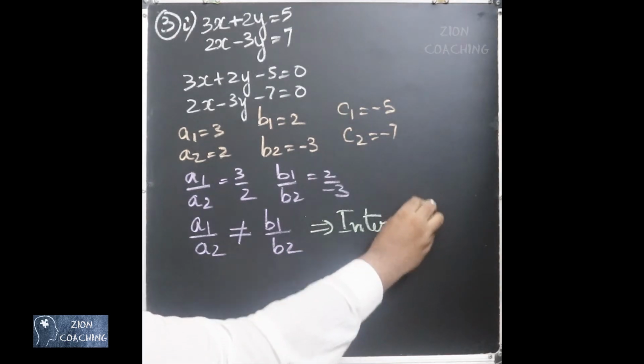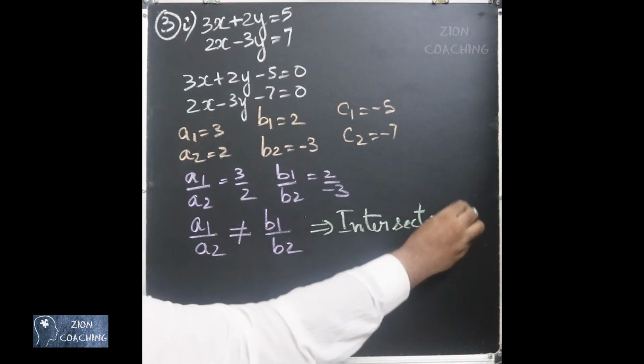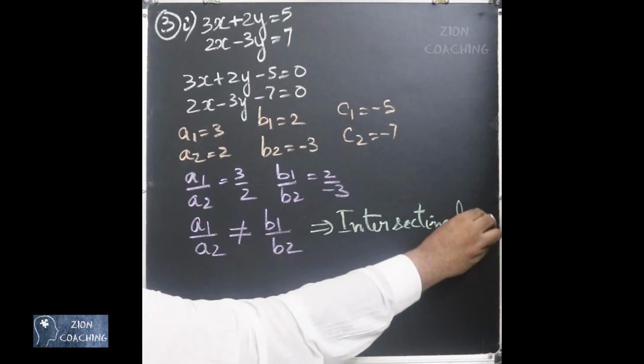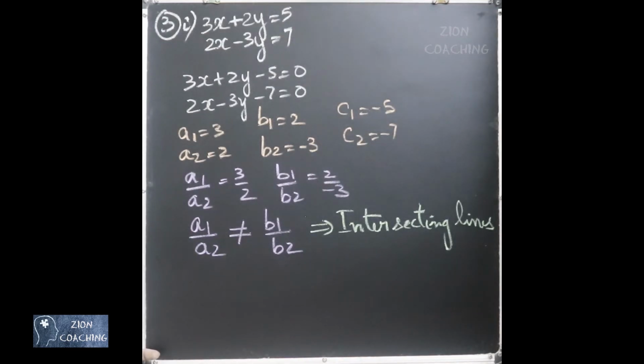They are asking us to say whether the given pair of lines are consistent or inconsistent. Now, if there is a solution, they are said to be consistent. If there is no solution, they are said to be inconsistent. In the case of intersecting lines, they meet at one point, so there is a solution. Therefore, you can say that the pair of linear equations are consistent.